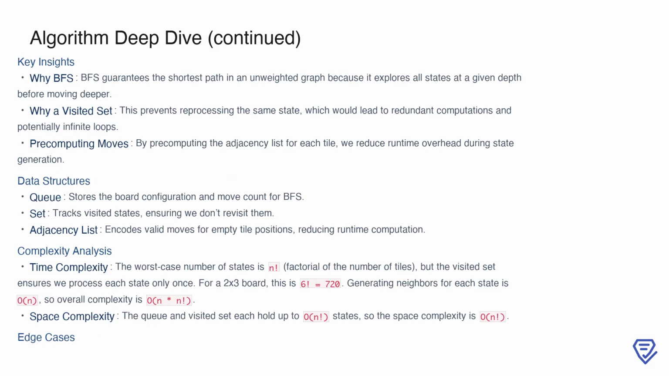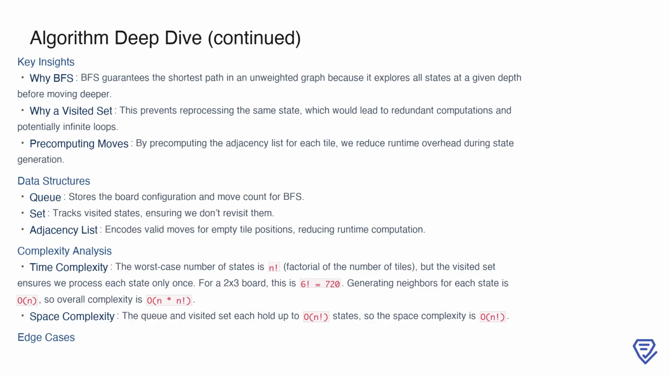BFS is the perfect choice for this problem because it guarantees the shortest path in an unweighted graph, ensuring that the first time we reach the goal state, it's with the fewest moves. Using a visited set is crucial to prevent revisiting the same state, which would waste computational resources and could lead to infinite loops. Pre-computing the adjacency list of valid moves for the empty tile allows us to efficiently generate new states during the BFS traversal.